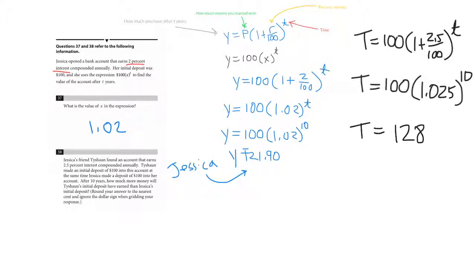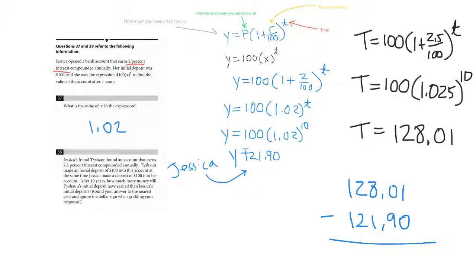Okay, and really it's 128.01. So that's going to be 128.01, which is how much he has after 10 years, minus 121.90, which is how much Jessica has after 10 years. And that becomes, obviously I'll write it out, so it's like 128.01 minus 121.90, and that becomes $6.11. So that is the answer there, okay?